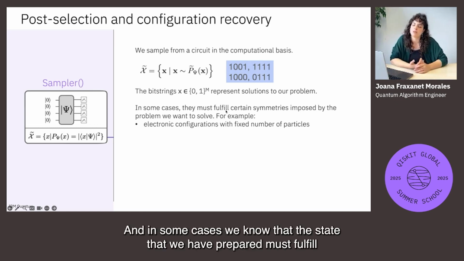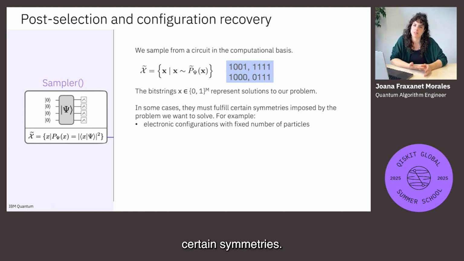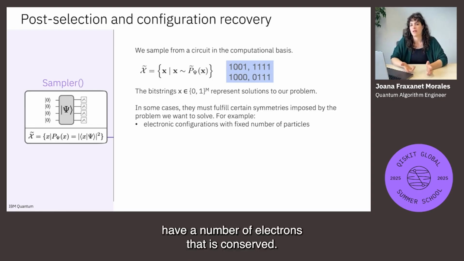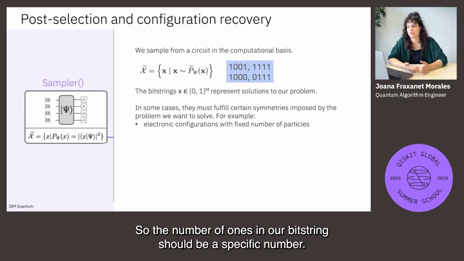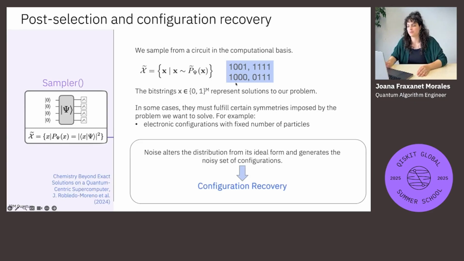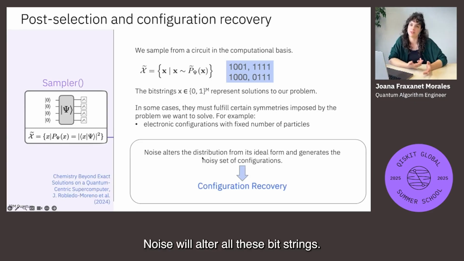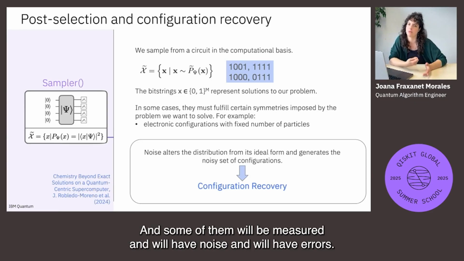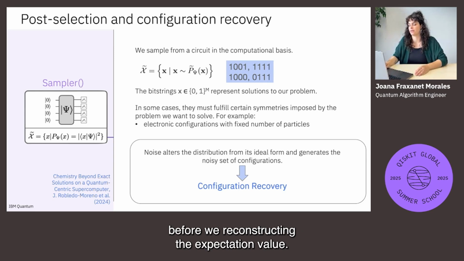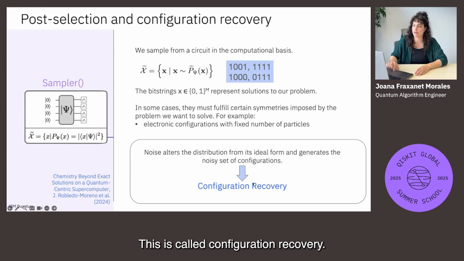In some cases, we know that the state that we have prepared must fulfill certain symmetries. This can be, for example, in quantum chemistry Hamiltonians, where we have a number of electrons that is conserved. So the number of ones in our bit string should be a specific number. For example, if we have 2 electrons, we're going to have 2 ones. Noise will alter these bit strings, and some of them will be measured with errors. By knowing these symmetries, we can correct them before reconstructing the expectation value. This is called configuration recovery.